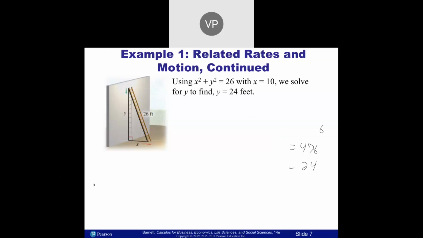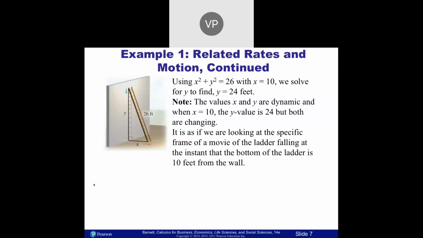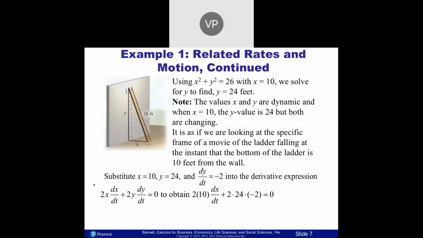So we have our last variable, that 24 right here, and now we go back and we can plug that into the equation. Okay, so back to our equation, right here at the very bottom left. Here, we plug in all the pieces. We plug in the 10 for x right here. We don't know dx/dt, that's what we're looking for. We just found that 24 for y, and we were told that dy/dt is -2. Those are all the things I'm going to plug into this equation, and what's left is dx/dt, my only variable.